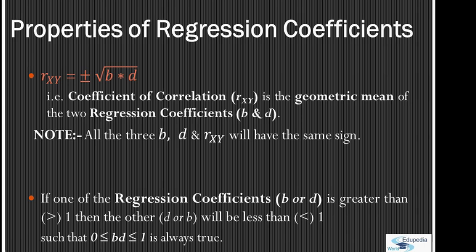The first property of regression coefficient says that the coefficient of correlation Rxy is the geometric mean of the two regression coefficients b and d. And we have seen this previously. We have seen in the previous session, and in fact we have derived this relationship Rxy equals root under b multiplied by d. A point to note here is that all the three, b, d and Rxy, that is the regression coefficients and the correlation coefficient, will have the same sign.